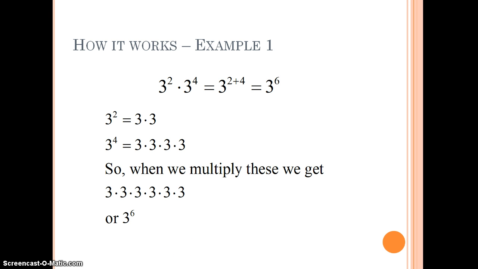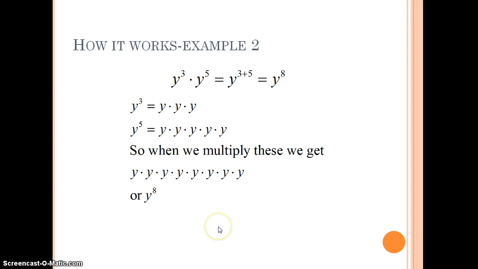Okay, welcome back. So here's how example 1 works. 3 to the 2nd power times 3 to the 4th power, you can see that problem there. 3 to the 2nd power is 3 times 3. 3 to the 4th power is 3 times 3 times 3 times 3. So when we multiply these, we can run them all together and get 3 times 3 times 3 times 3 times 3 times 3, or 3 to the 6th. We count the number of bases to get our exponent.